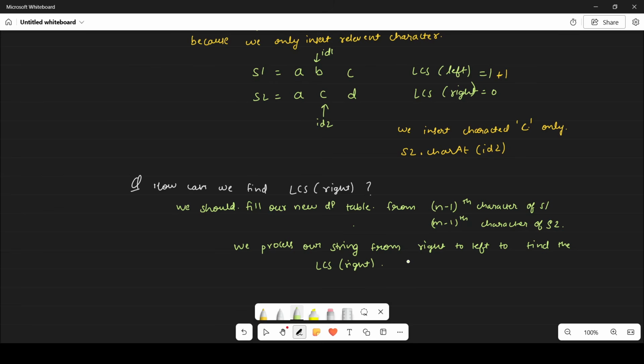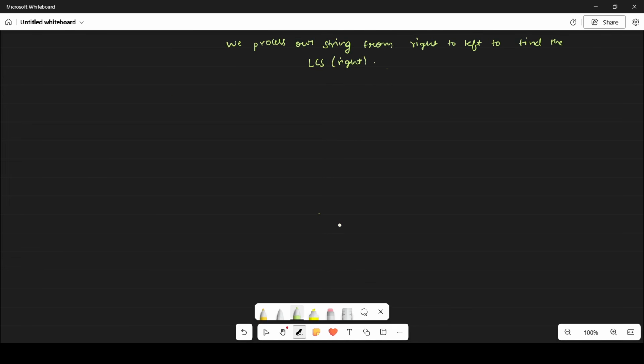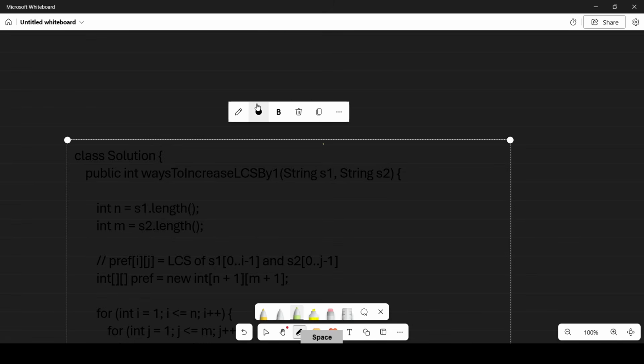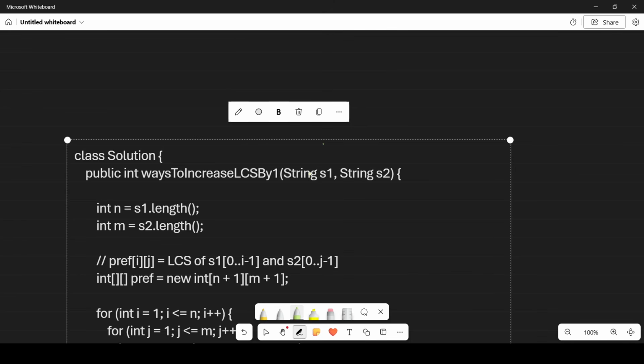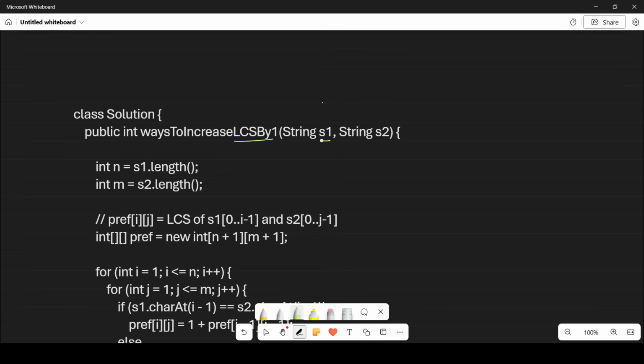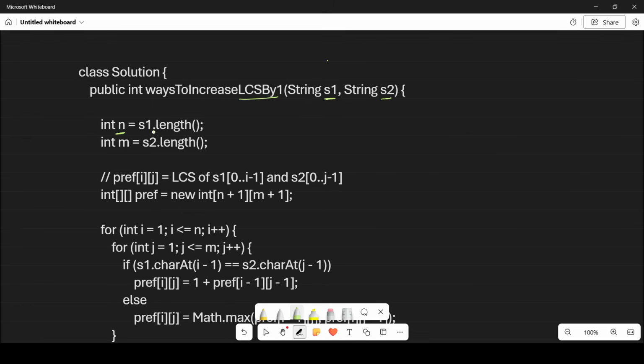Now let's discuss the code. So here is my simple Java code for the given problem. This is a function ways to increase LCS by 1 and the input is string S1 and S2. And n is representing the length of string S1 and m is representing the length of string S2.